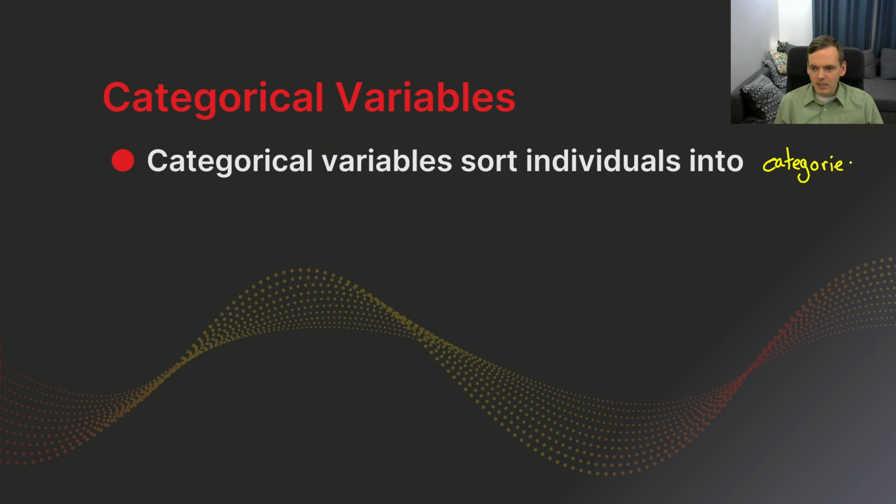So if you have numbers for categorical variables, the numbers don't mean something really. They're just ways to organize. This leads us to two main ways that we're going to present categorical data.